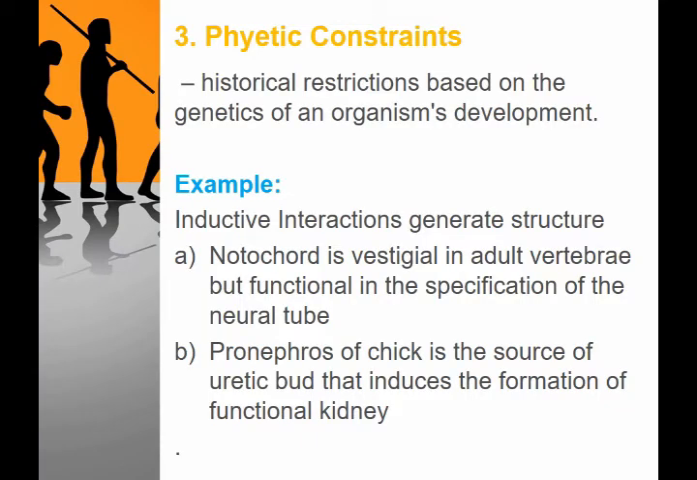The next is the third constraint, called phyletic constraints. Phyletic constraints focus more on historical restriction based on the genetics of an organism's development. For example, inductive interaction generates structure. The first one, the notochord, is vestigial in adult vertebrates but functional in the specification of the neural tube. And the second, the pronephros of the cheek, is the source of the ureteric bud that induces the formation of the functional kidney.